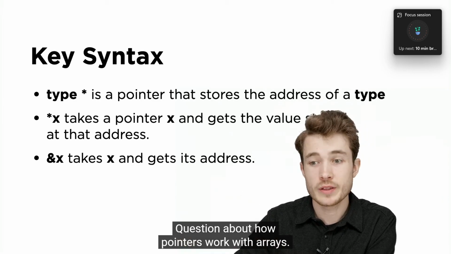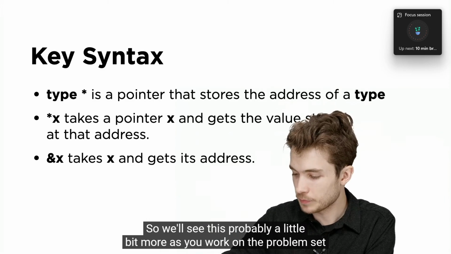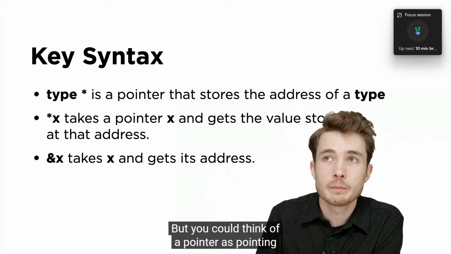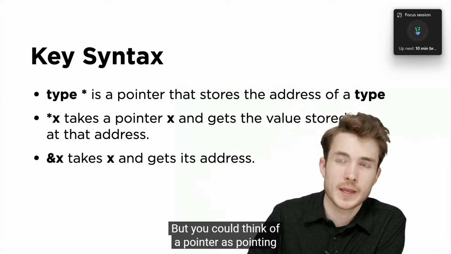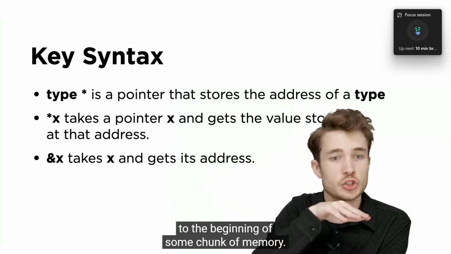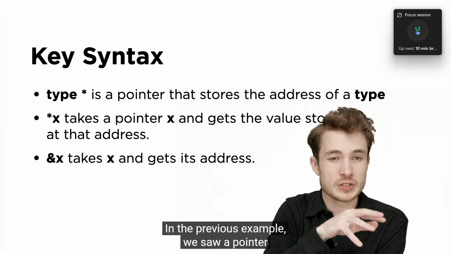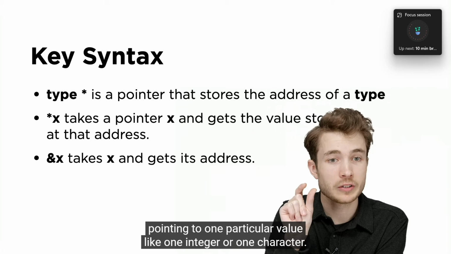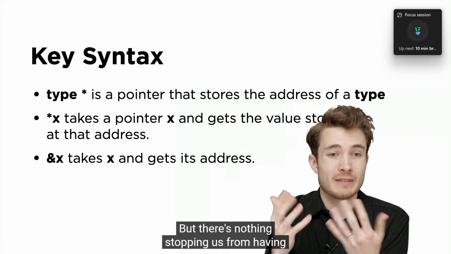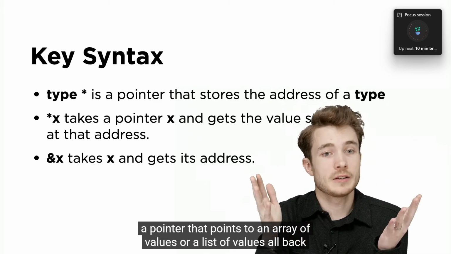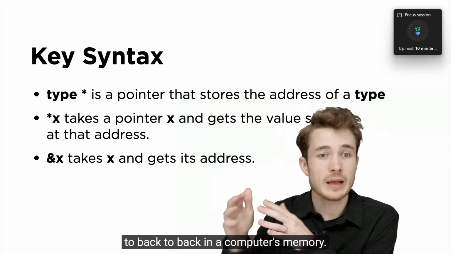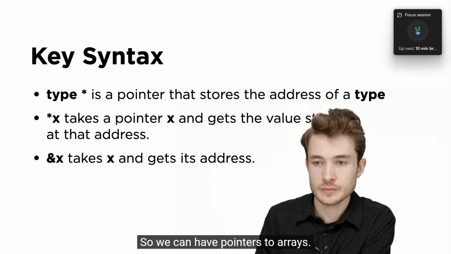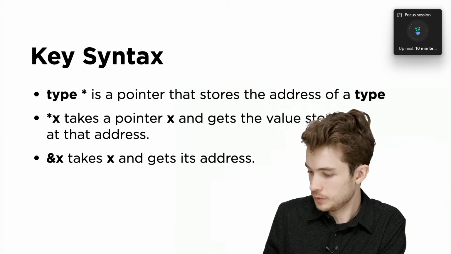Question about how pointers work with arrays. So we'll see this probably a little bit more as you work on the problem set and go on with the course. But you could think of a pointer as pointing to the beginning of some chunk of memory. In the previous example, we saw a pointer pointing to one particular value, like one integer or one character. But there's nothing stopping us from having a pointer that points to an array of values or a list of values, all back to back to back in a computer's memory. So we can have pointers to arrays. Other questions too?